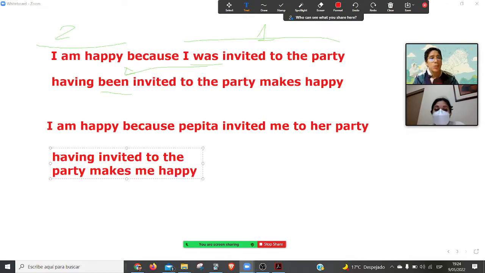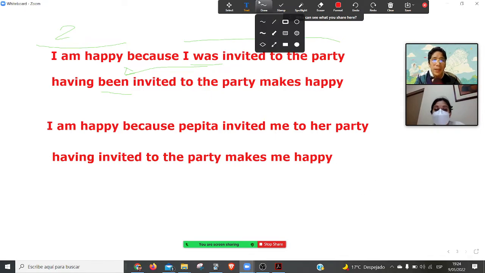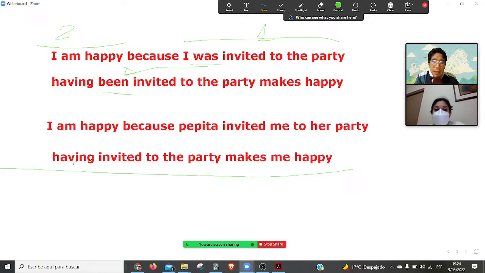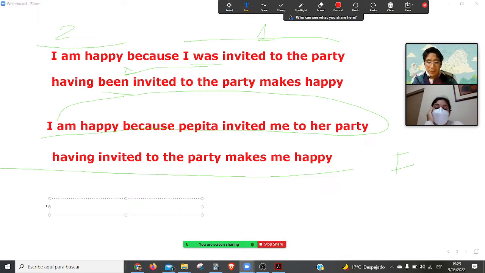In this sentence, who invited whom? Having invited to the party makes me happy. Haber invitado a la fiesta me hace feliz. ¿Quién invitó? ¿Yo o Pepita? Pepita. Are you sure? Mira, having invited to the party makes me happy. Yo digo esto y no tiene sentido porque la oración principal es que Pepita invita, ¿cierto? It doesn't make sense.